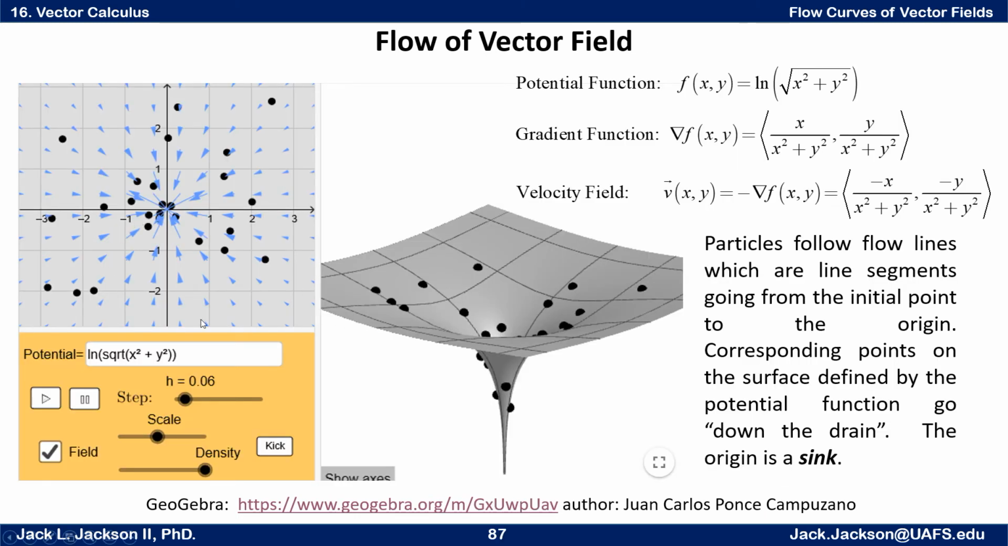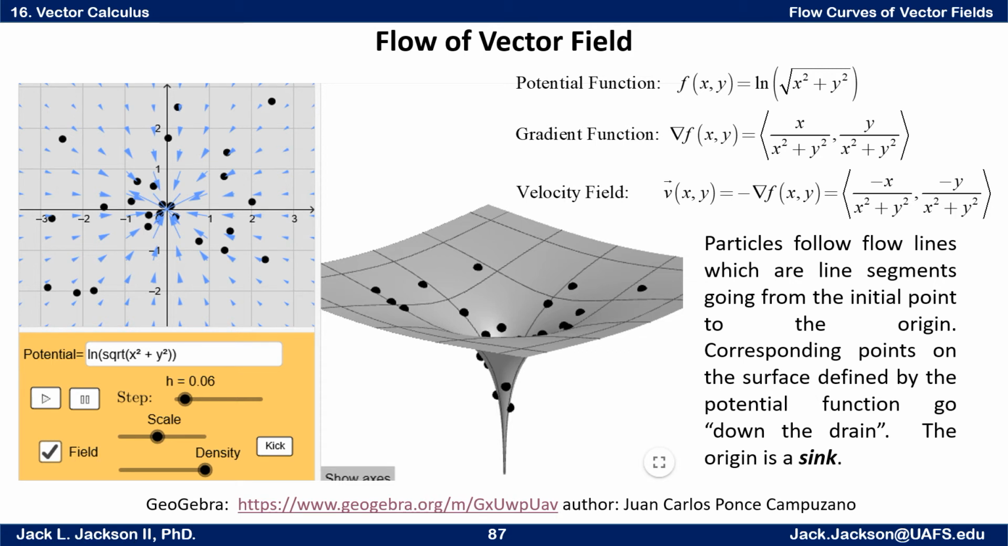Here's the example. Here we're going to start with a potential function, a function of two variables. Z, or f, is a function of x and y. And here specifically I'm starting with f of x, y is the natural logarithm of the square root of x squared plus y squared.